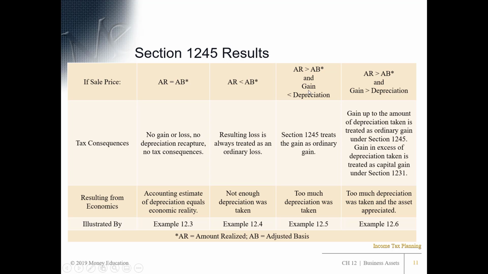Now, if the amount realized is greater than adjusted basis and the gain is less than depreciation, then Section 1245 treats the gain as ordinary. Too much depreciation was taken. Now, if the gain up to the amount of depreciation taken is ordinary under Section 1245, and then the gain in excess is treated as capital, too much depreciation was taken and the asset appreciated, not depreciated. So these are the 4 examples of what could happen.